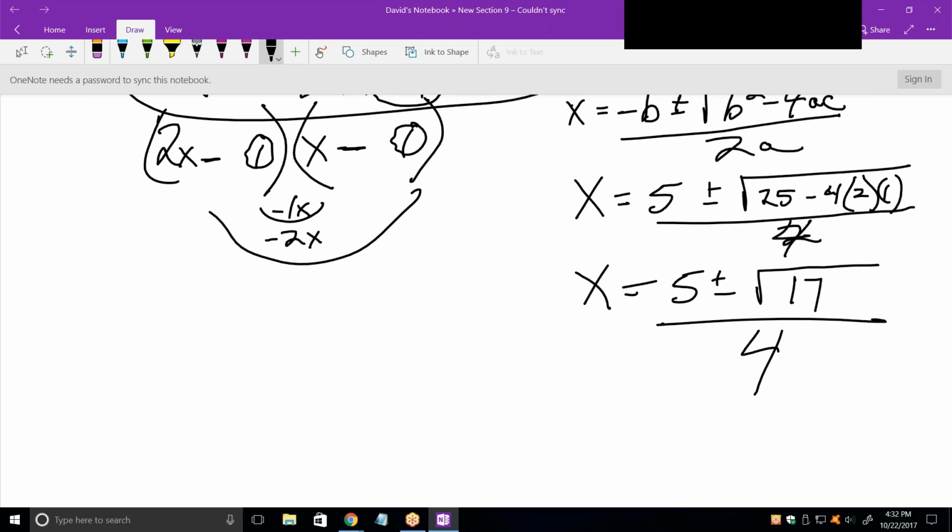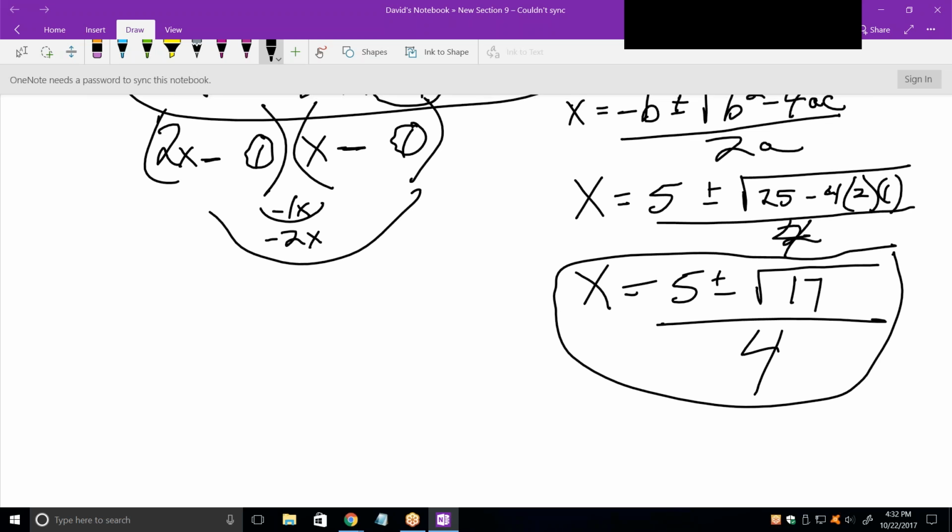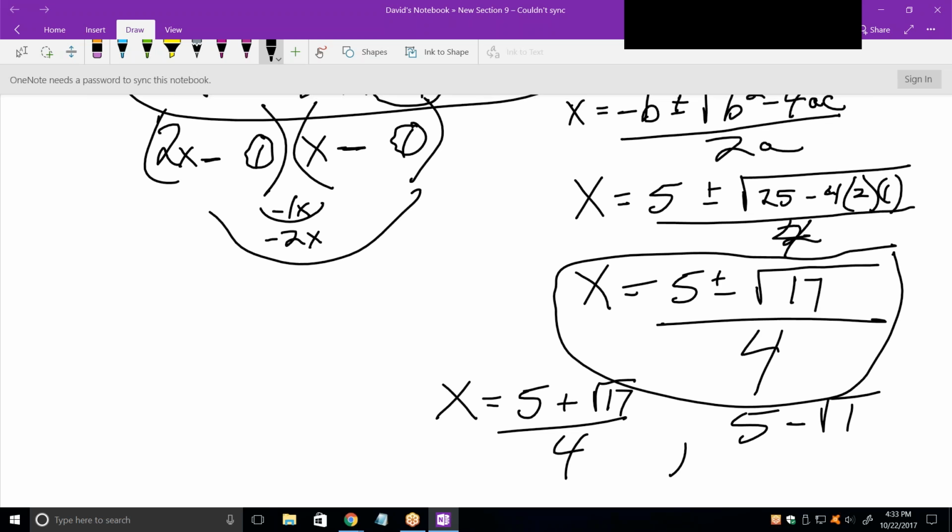Now, that is one way to express both answers. And that's the typical way. But it's very important that you understand what that means. That means x is equal to 2 answers. One of them is the plus, and the other is the minus. Okay. There's your 2 answers for x.